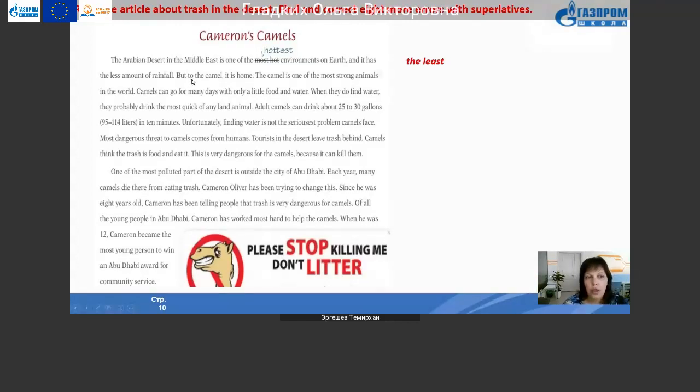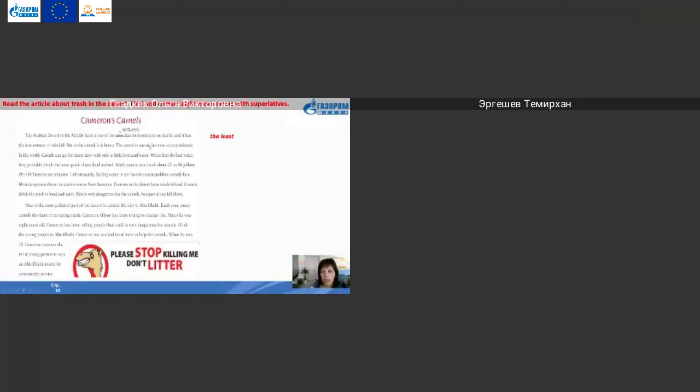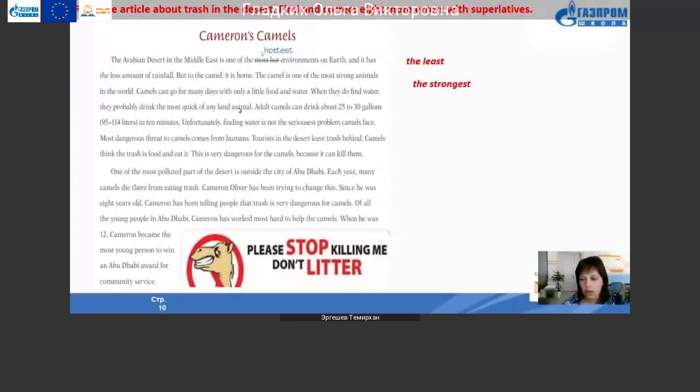Next, go on. But to camel its home, the camel is one of the most strong animals in the world. So, any ideas, Bermet? Stronger. Any ideas, boys and girls? The strongest. Yes, the strongest. Next, camels can go for many days with only a little food and water. When they do find water, they probably drink the most quick of any land animal. Is everything correct here? What do you think, Bermet? Where's the mistake? In the word what? More? So let's see. The most quickly.